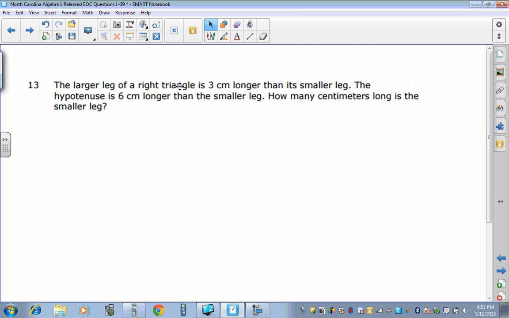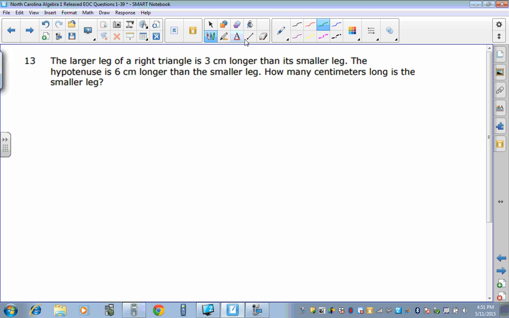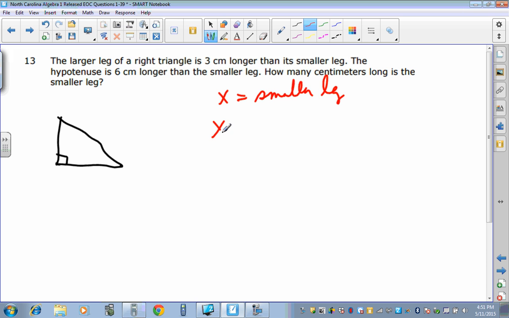Okay, this one now, you've got a right triangle, and the larger leg of the right triangle, remember the legs are the ones that are perpendicular, is 3 centimeters longer than the smaller. So I'm going to let x be the smaller, and that means the larger is x plus 3. And it says the hypotenuse is 6 centimeters longer than the smaller leg, so that'd be x plus 6.